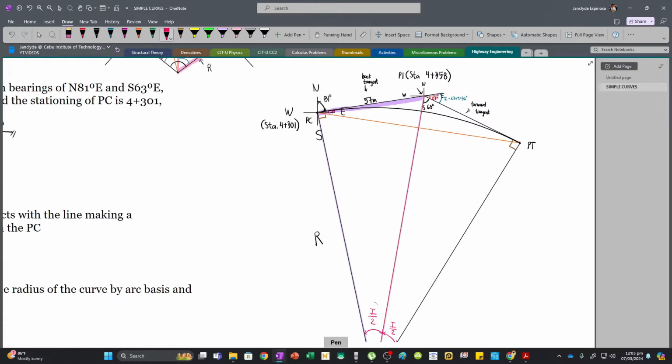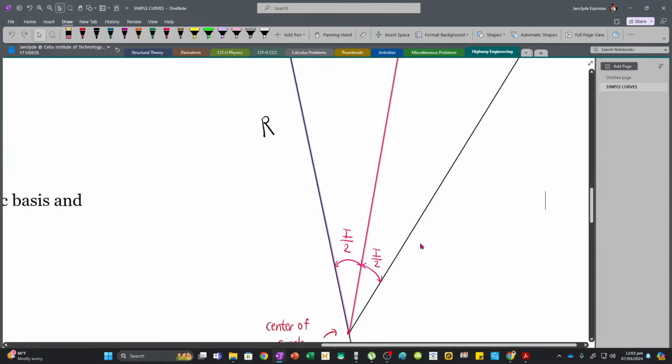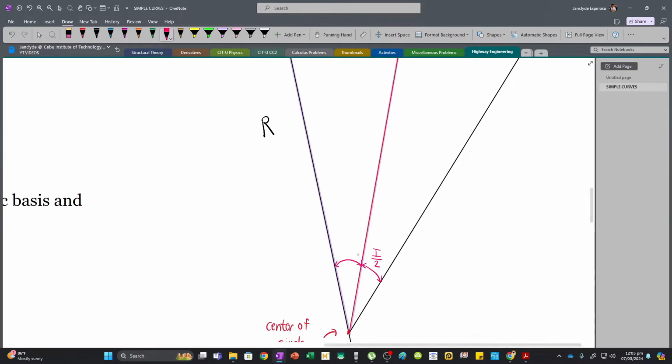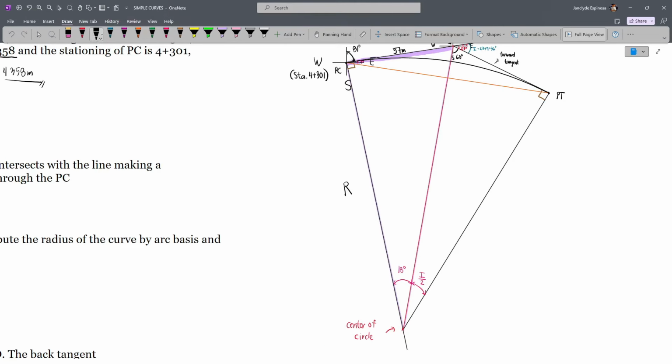Kasi diba, this angle is also solvable. Kasi meron na tayong I. So if our I is 36, I over 2 will be half of that, which is 18 degrees. So this is 18 degrees. And so considering this triangle, let's use the tangent function. And then our angle is 18 degrees.